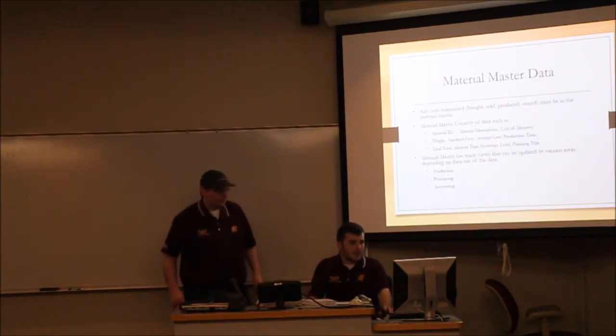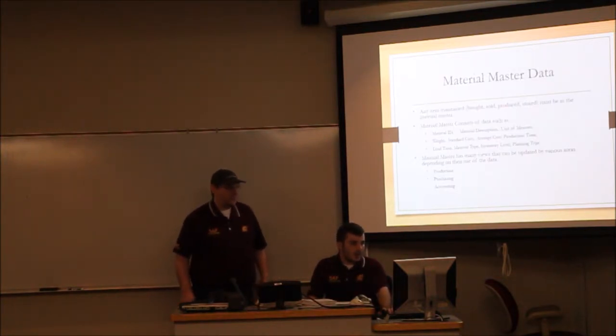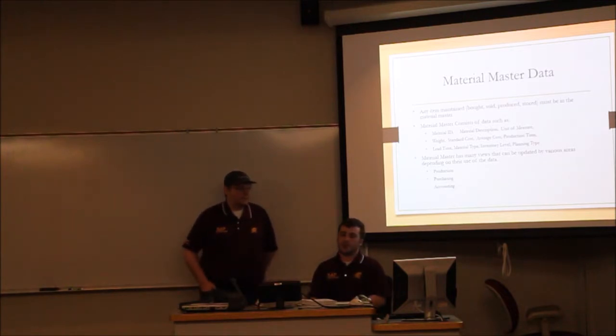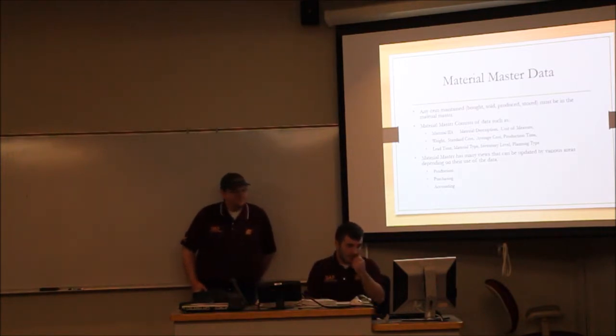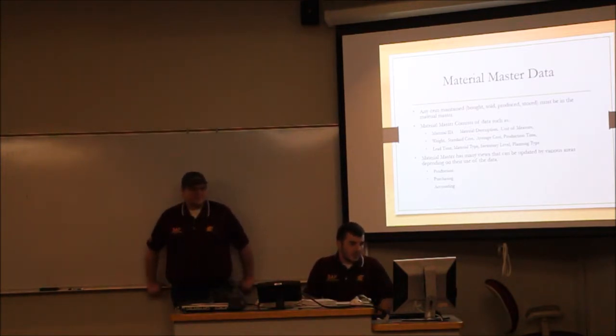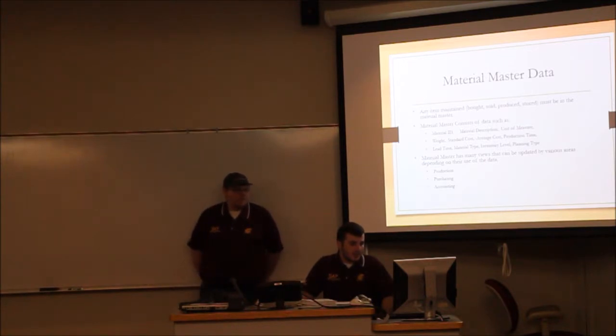And we're going to go into material master data. Any item maintained, bought, sold, produced must be in the material master. It contains data such as the description, a unit of measure, weight, cost, type, planning type, etc. The material master has many views that can be updated by the various areas, such as production, purchasing, and accounting.